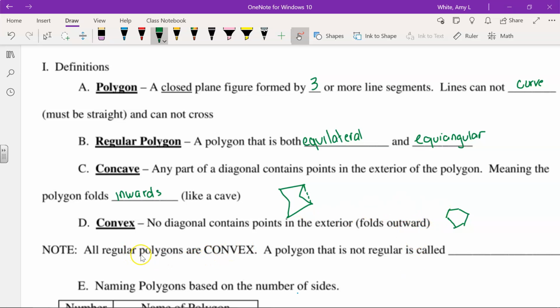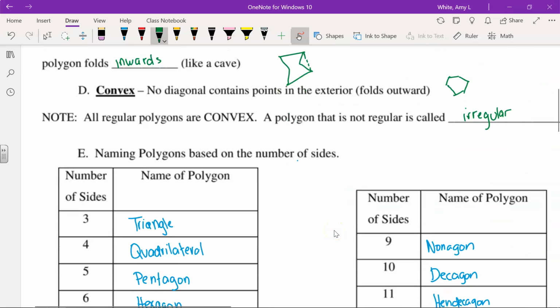Now, we do want to note that all regular polygons, using the definitions we've done above, are convex. And any polygon that is not regular is called irregular. And we can still do a lot of math with irregular polygons. We just have to make sure that we are understanding that the angles are not going to be congruent.